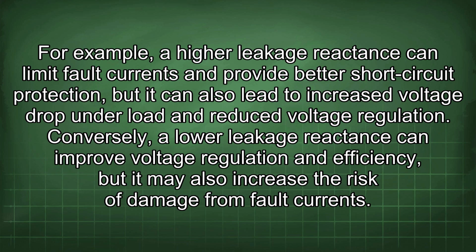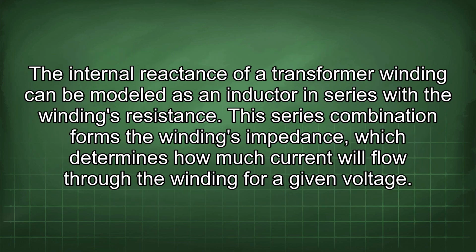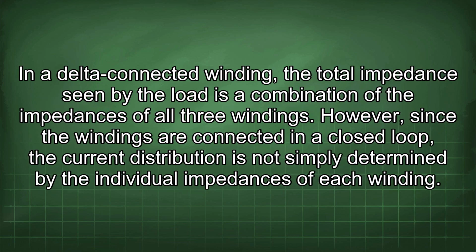from fault currents. The internal reactance of a transformer winding can be modeled as an inductor in series with the winding's resistance. This series combination forms the winding's impedance, which determines how much current will flow through the winding for a given voltage. In a delta-connected winding, the total impedance seen by the load is a combination of the impedances of all three windings. However, since the windings are connected in a closed loop, the current distribution is not simply determined by the individual impedances of each winding.